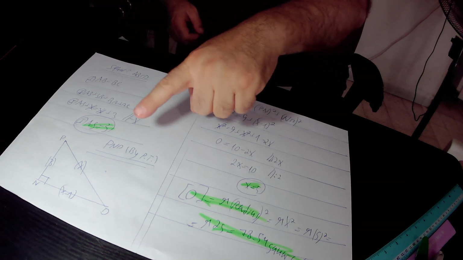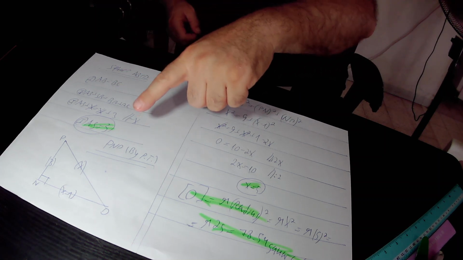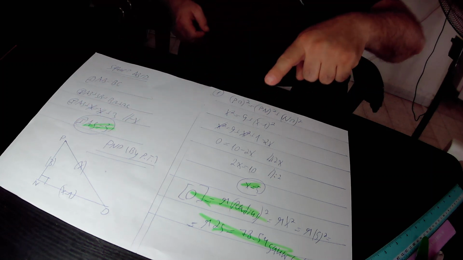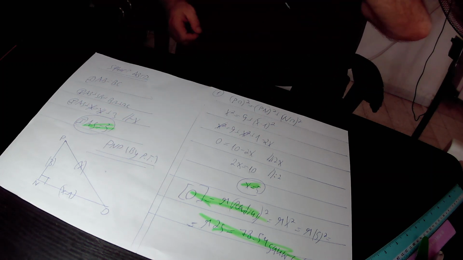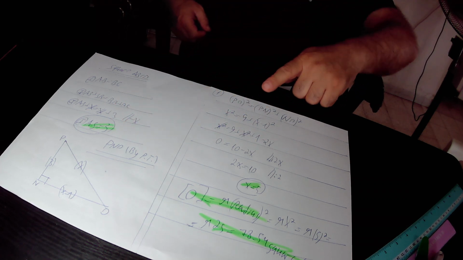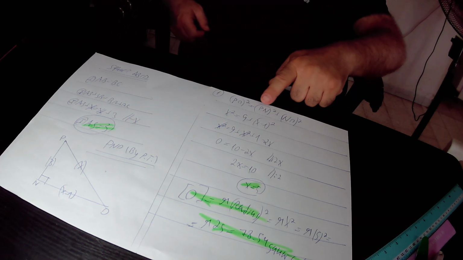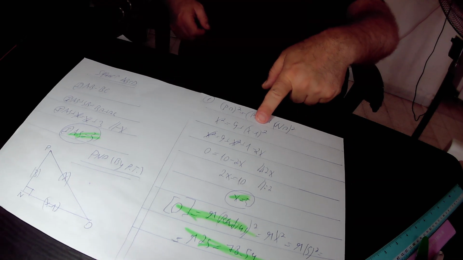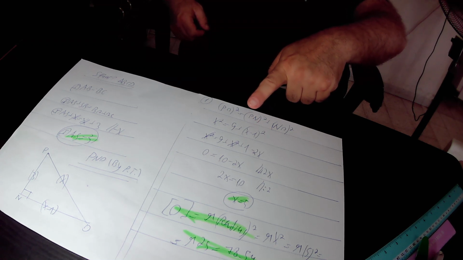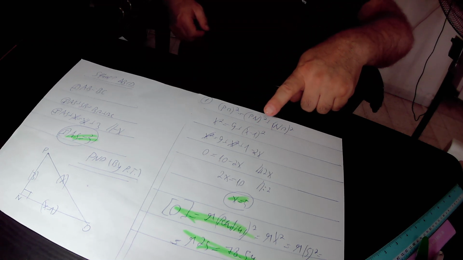PO is x, therefore PO squared is x squared, and it equals PN squared. PN is 3, therefore PN squared is 3 squared, that is 9, plus NO squared. NO is x minus 1, therefore NO squared is (x minus 1) squared. So in total, we find that x squared equals 9 plus (x minus 1) squared. Open the brackets of this expression.